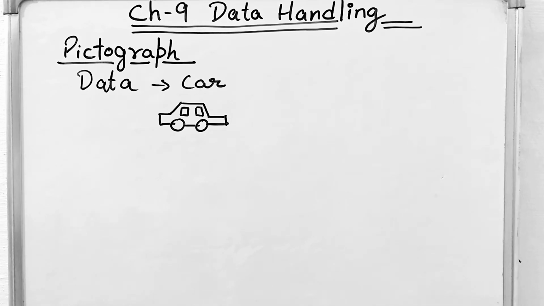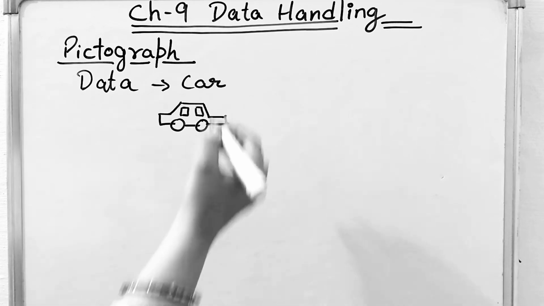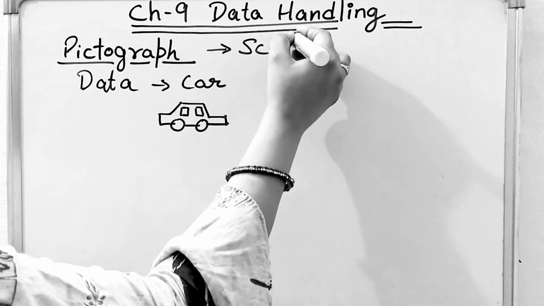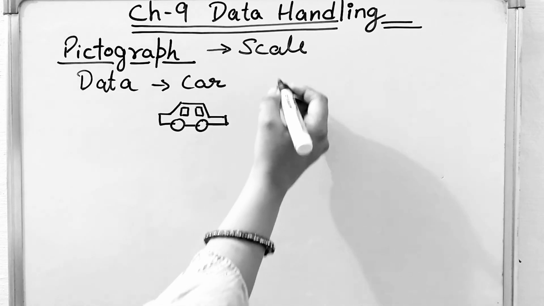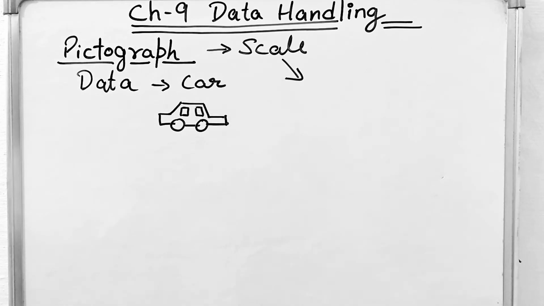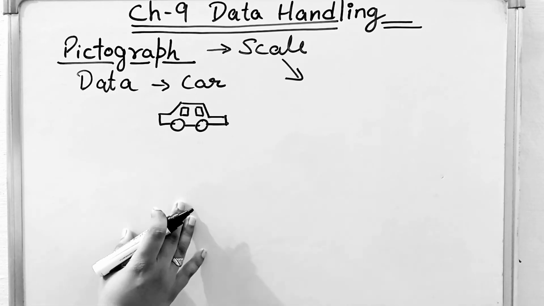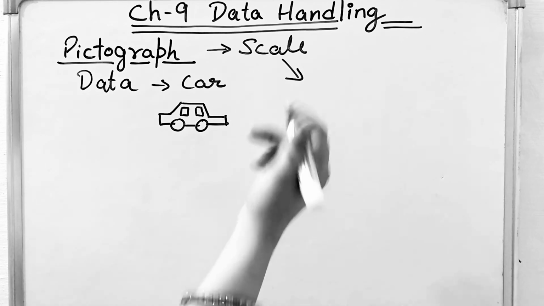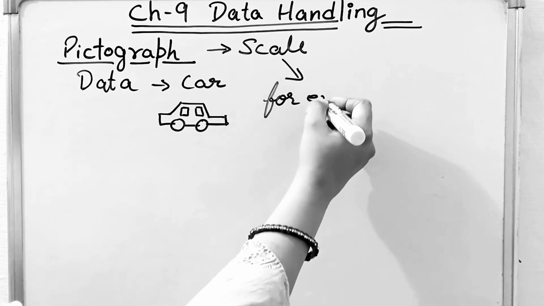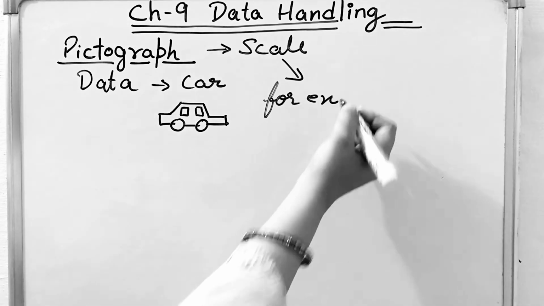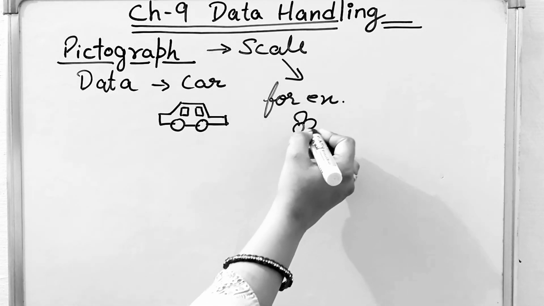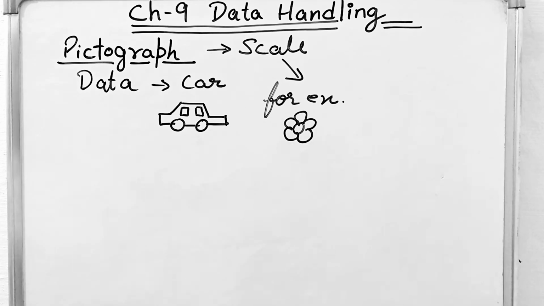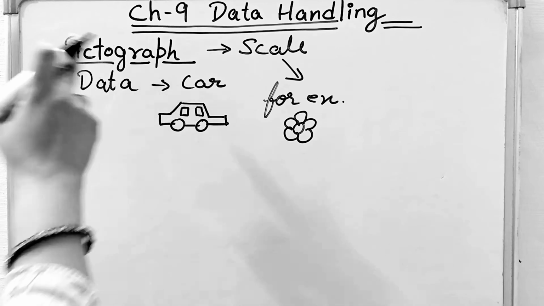Now, the most important part of this graph is its scale. Now, what is this scale? This scale is to decide how many number of objects will be represented by one symbol. For example, if the data is about any flower, how many flowers does this one drawing of flower or symbol of flower represent? That will be known as the scale of your pictograph.